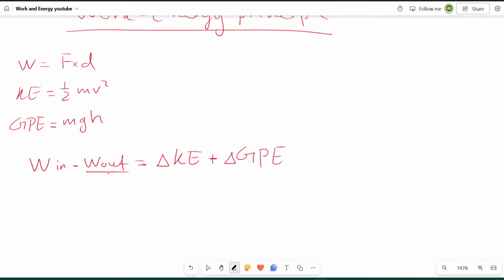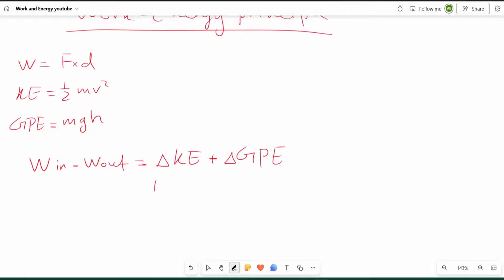Work out is very similar. However, it's any external force that is taking energy away from my system. Okay, so if the particle is moving on a road and it has 10 newtons of friction and it moved to the right 5 meters, then the work out is going to be 10 times 5. So it's any external force that's taking energy out of my system.